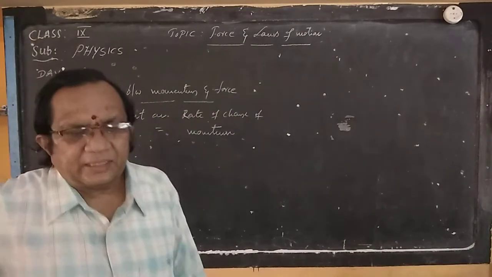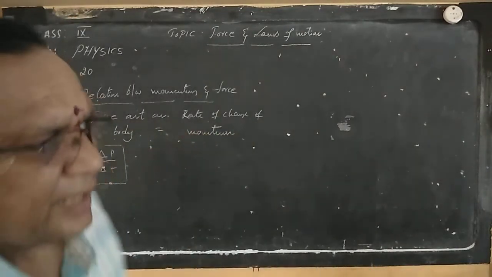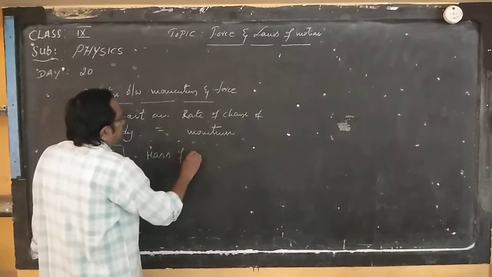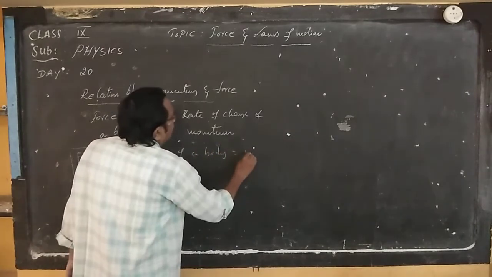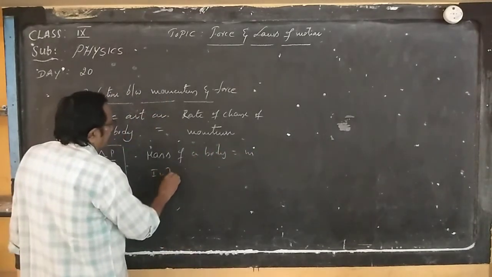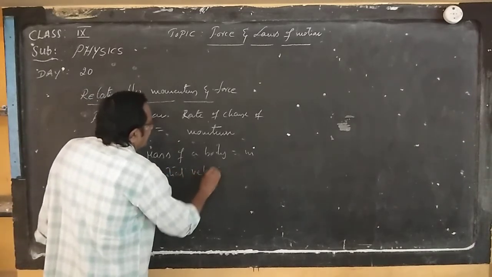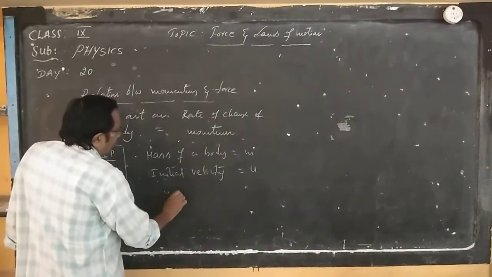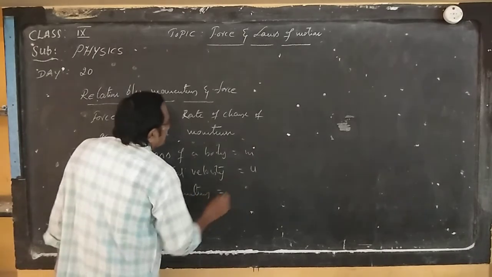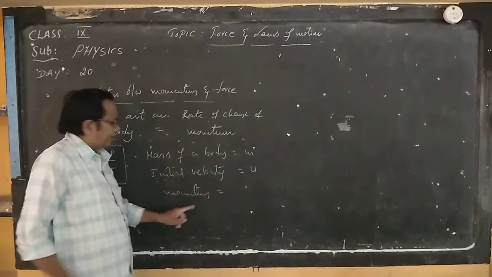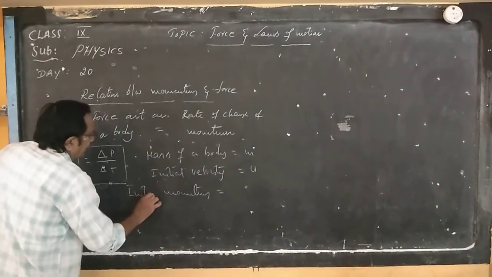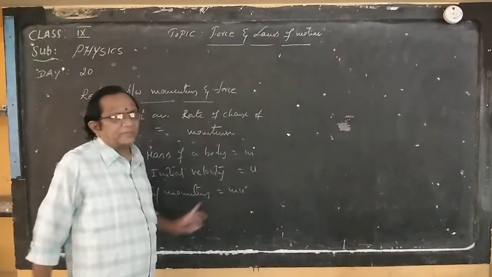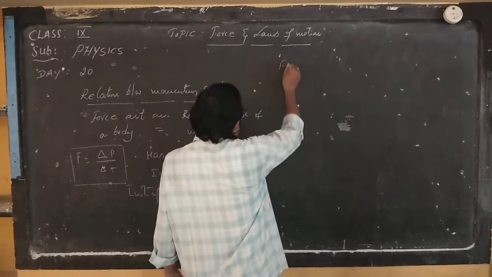Now, first of all, here we have to consider the change of momentum. First of all, the mass of the body is to be considered. The mass of the body is equal to m. Its initial velocity is to be considered as u. Now, momentum is equal to mass into velocity. So it is also known as initial momentum. Write it like this: initial momentum is equal to m into u.